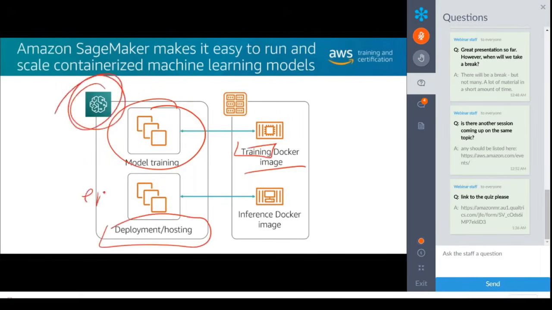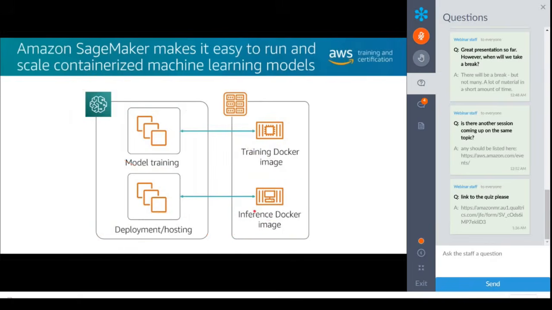So here we have our endpoint, and our clients can hit this endpoint API to perform inference. On the back end, we're just running your Docker image in inference mode. It's the same Docker image, right? This is where we call your Docker image with the word train. This is where we call your Docker image with the word serve.